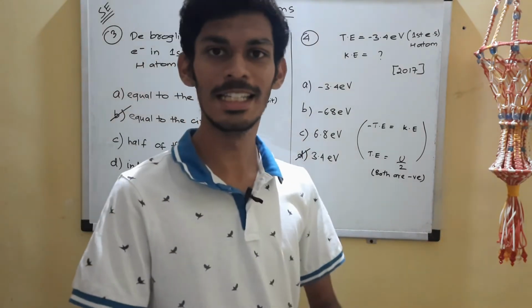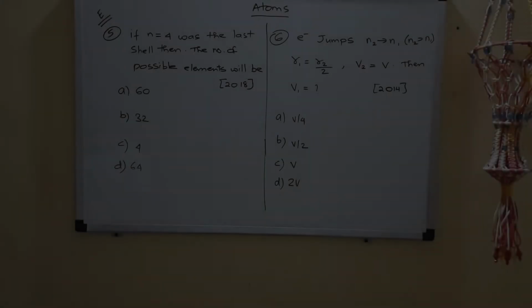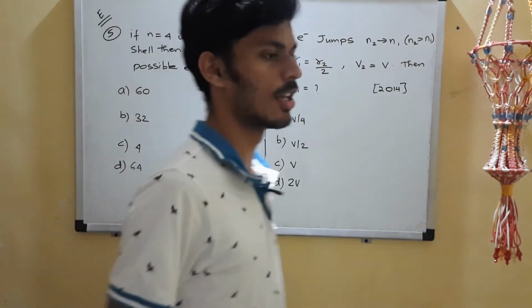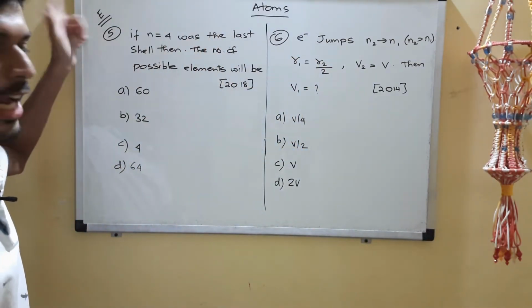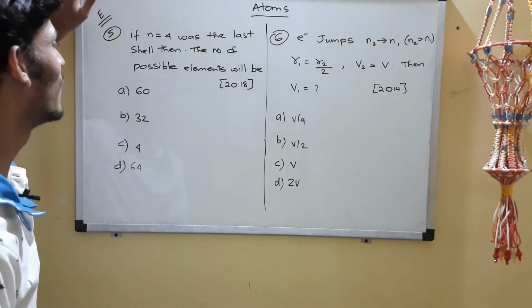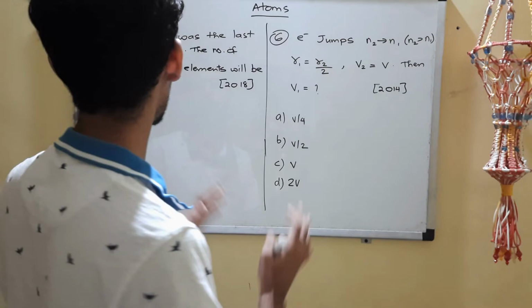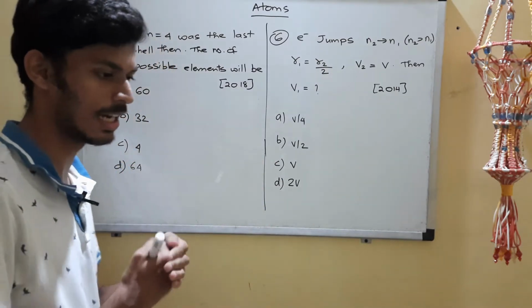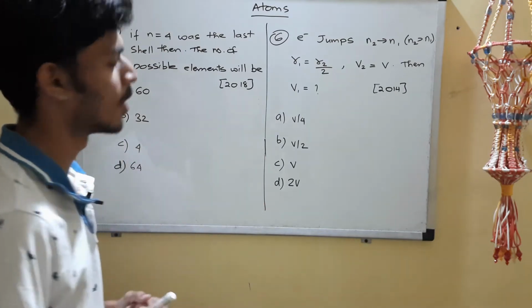Let's move to the easy category now. So question 5 and 6 over here. Now take a note that we have increased the level. The questions are from the easy category now. So question 5 over here is from 2018. If n equal to 4 was the last shell, so they have restricted the shell number to n equal to 4, then what would be the number of possible elements?